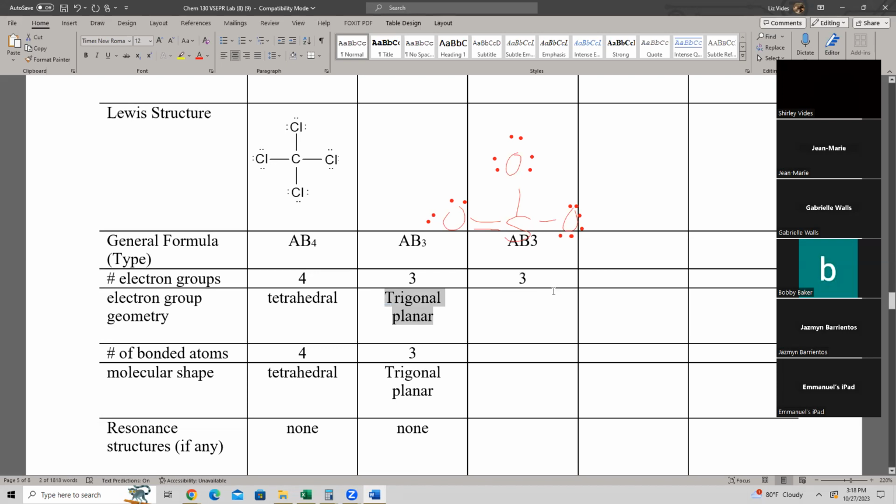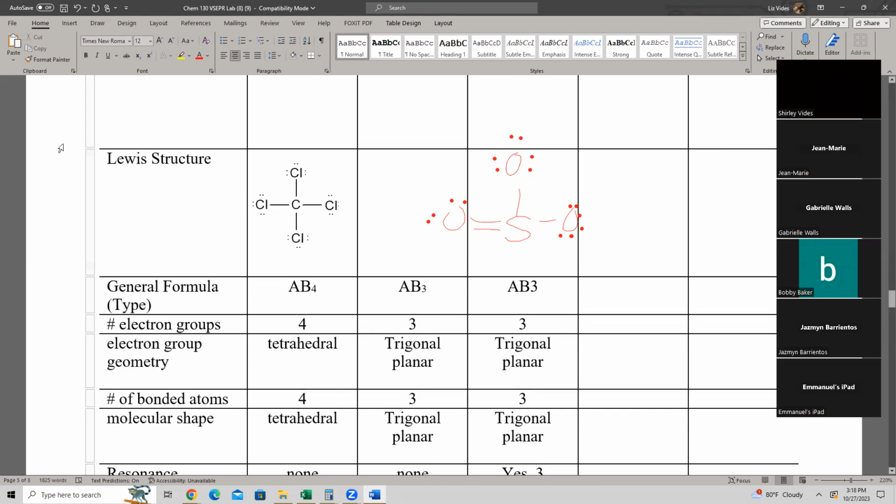Okay, so that's a trigonal planar. Yep, it's 3 here also because there's nothing else around it. So it's also a trigonal planar. And are there any resonance structures? This time the answer is yes, there are 3. And the reason there are 3, again, is because we could easily, let me get this thing in the middle so we can see it better.